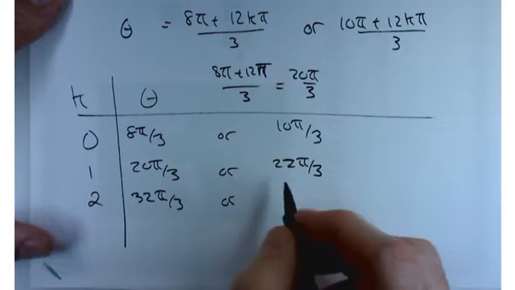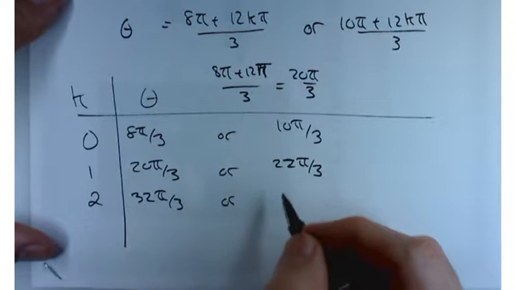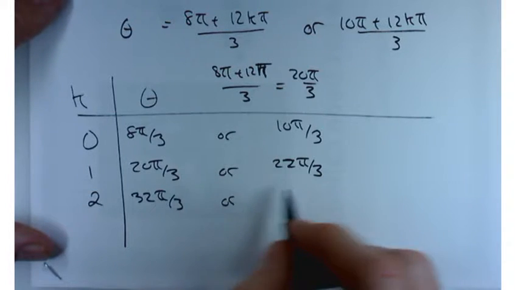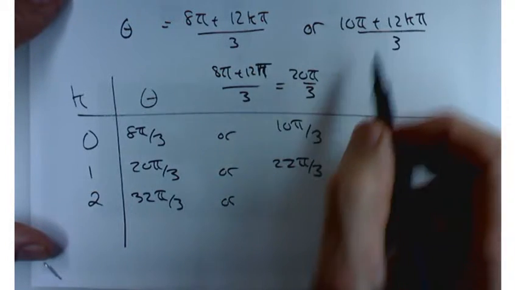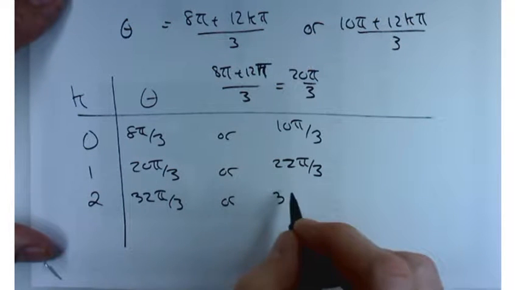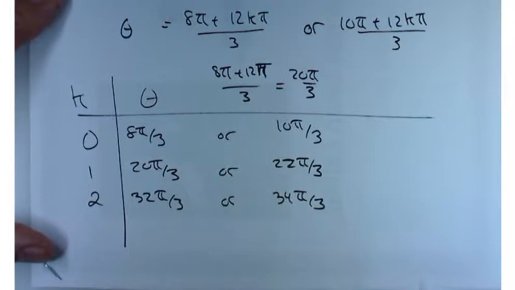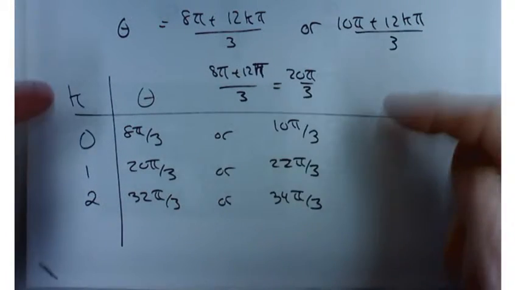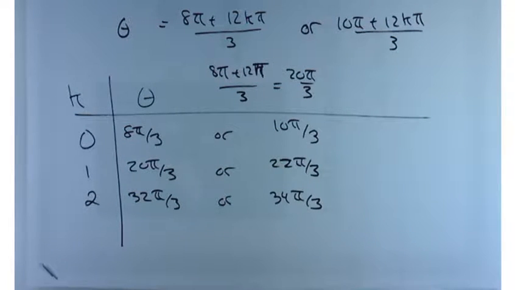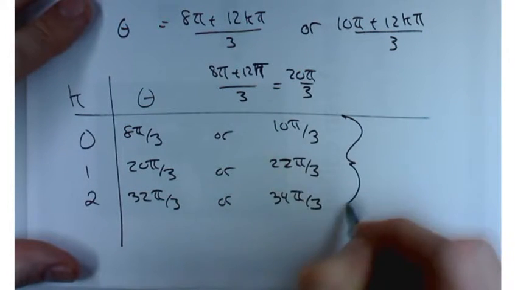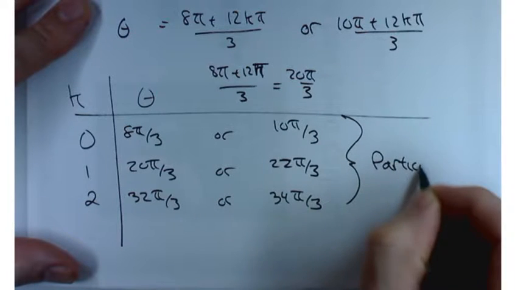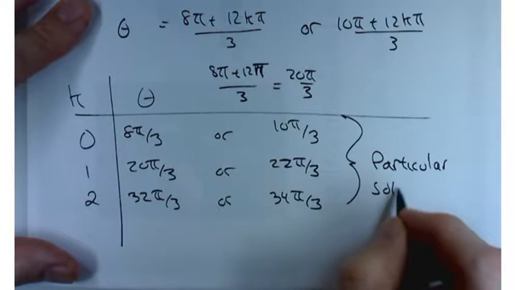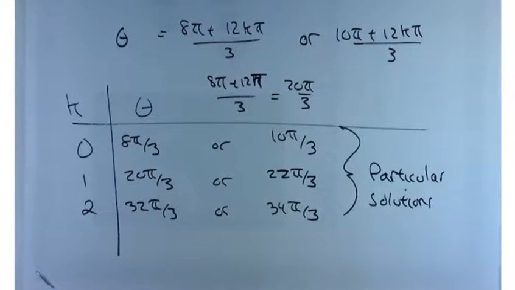I didn't necessarily mean to pick on you again. All right, but that's okay. And then the last one here, that'd be 34 pi over 3. So here's your general solution right here. And these are your particular solutions. So, particular solutions, and then your general solution.